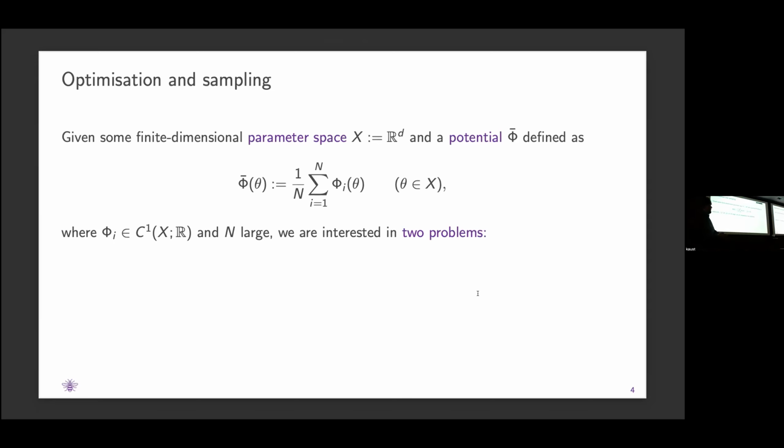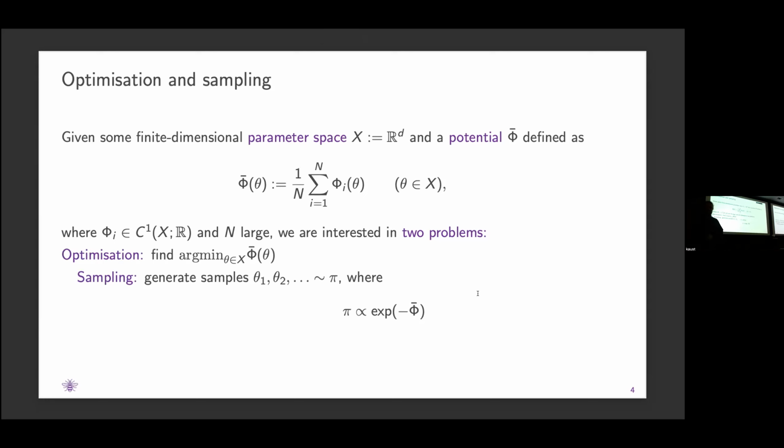So throughout this talk, we will always consider some potential or energy functional that looks like this, so some phi bar that is given as the mean of some functions phi i, given as a function on some space x, that will always be R to the d. I think many of the results here will be easily transferable to infinite dimensional settings, but it's not the focus today. Could do that some other day. And now, given such a functional, we always say it's at least continuously differentiable. We later need some more assumptions on it, but for now, it's continuously differentiable.